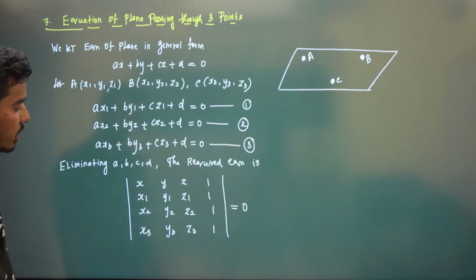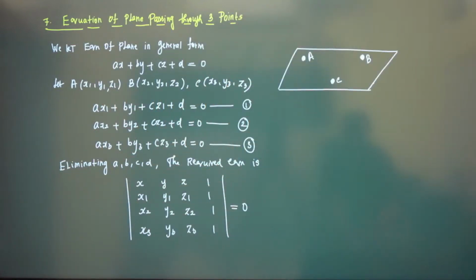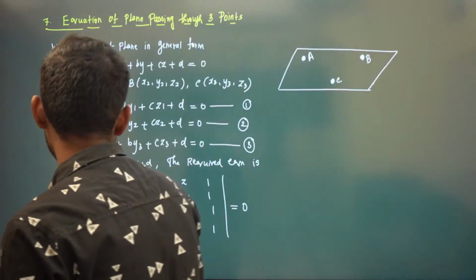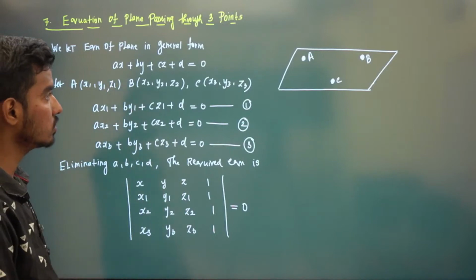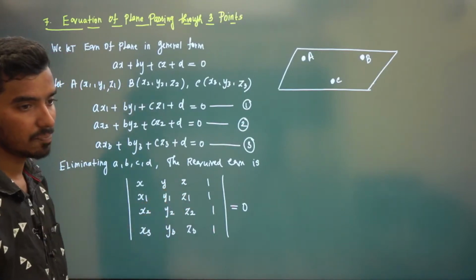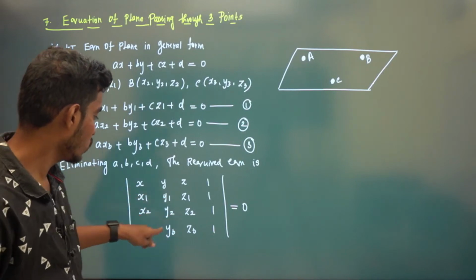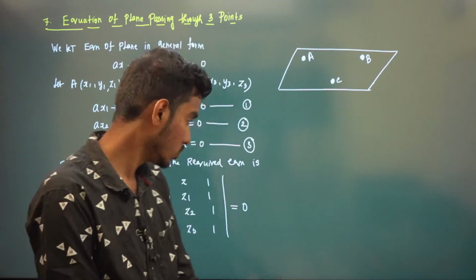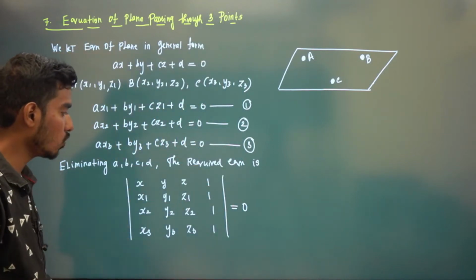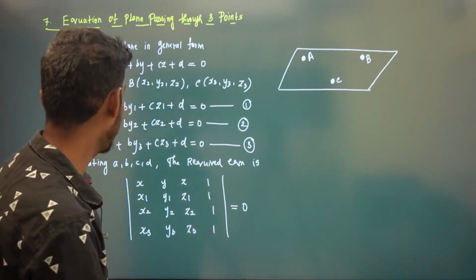So if you want to find the equation of plane passing through 3 points, you just have to expand this 4 cross 4 determinant. Remember this formula: x, y, z, 1, then x1, y1, z1, x2, y2, z2, x3, y3, z3, the given 3 points that it is passing through. You just have to expand this 4 cross 4 determinant. You will get the equation of plane passing through 3 points, right?